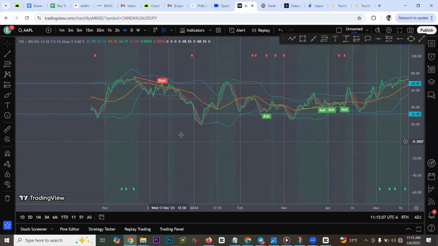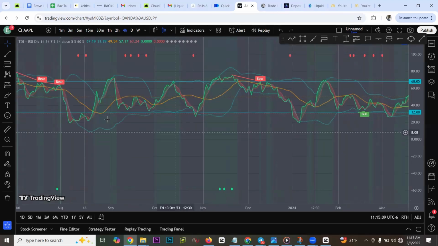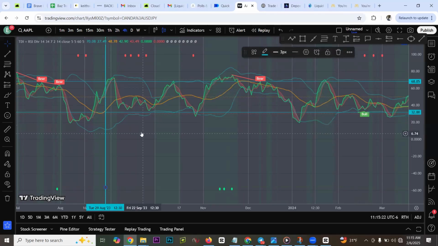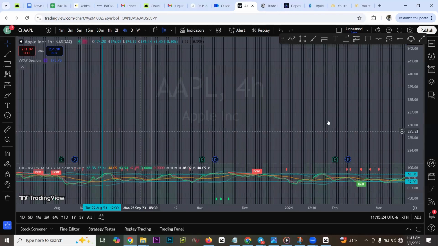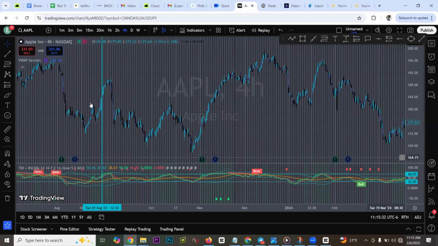So let's look in the past. So right here, perfect example. The orange line came down to 32 and broke above. Look what happened. Let me just put this here. And overall, let's look at what the market did. And by the way, we're on Apple, so this is for stocks. These are 4-hour candles. So this went up for like a day. You see what I'm saying?